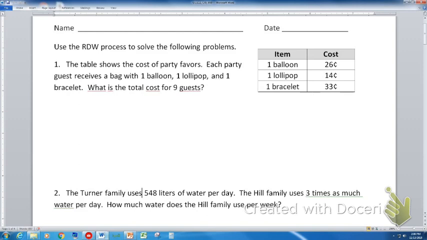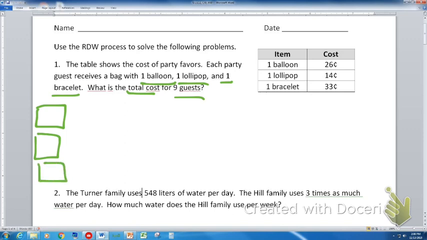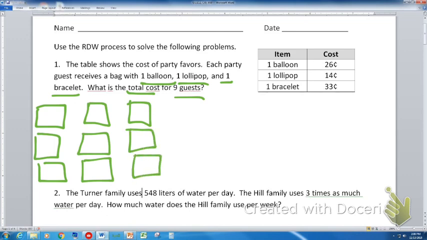So the table shows the cost of party favors. Each party guest receives one bag with one balloon, one lollipop, and one bracelet. What's the total cost for 9 guests? Okay, for 9 guests. So what I had students do in class today was draw 9 bags, and inside each bag label one balloon, one lollipop, and one bracelet. For time's sake, I'm just going to put dots in here.